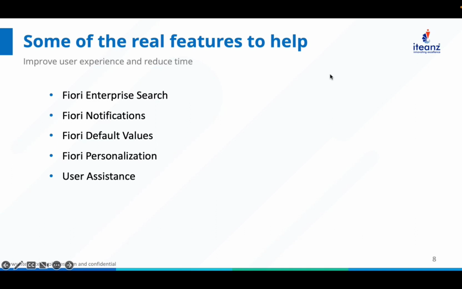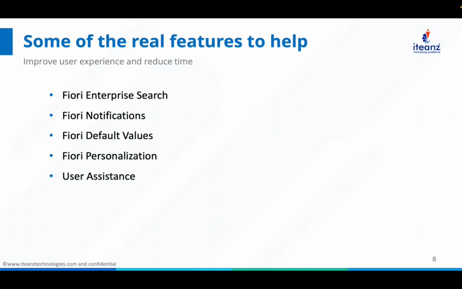So following these stories, I wanted to touch upon some of the real, very baseline features available in Fiori, and how they can help users carry out their activities in the system. That is what we are going to see. These are the 5 elements that I have listed out here. Fiori Enterprise Search is one of the main features offered by Fiori that will greatly help.